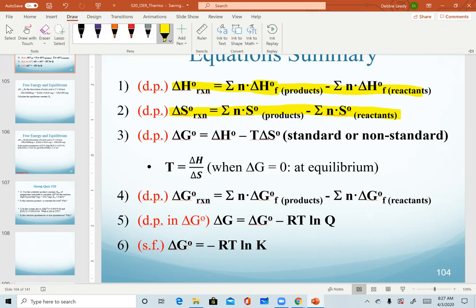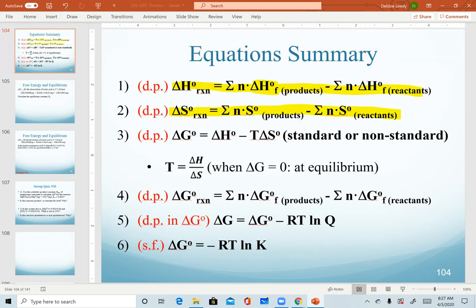The third equation that we have in here is our Gibbs free energy equation. Our delta G naught equals enthalpy minus temperature times entropy. On your equation sheet, I believe this is written in standard form. Sorry, I don't actually have it in front of me right now. But realize that this equation could be used for standard or non-standard notation. So either one applies. We only put one version on your equation sheet.